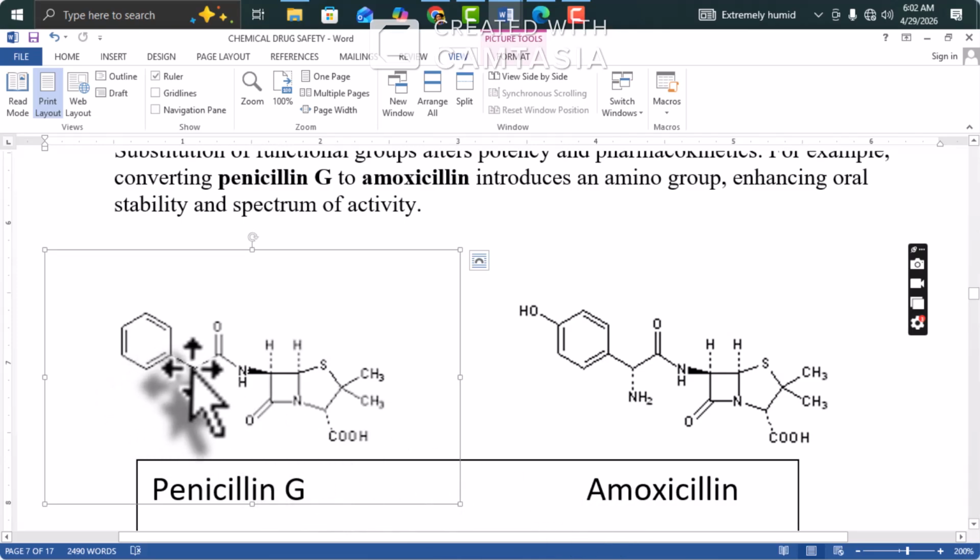So look at penicillin here. This is the structure of penicillin. And here you can see the group that has been added to it, NH2, that is an amino group. Now, amoxicillin is also becoming less effective. So new antibiotics are being made. But when you look at the structure, just one group changes the function. Just one group changes the function of the drug.